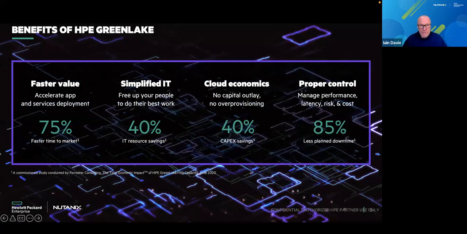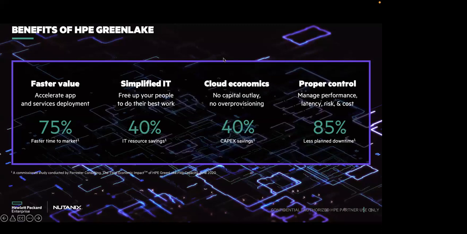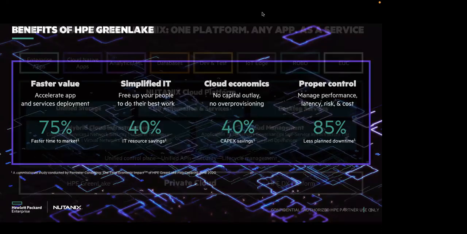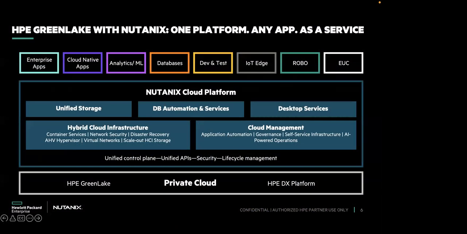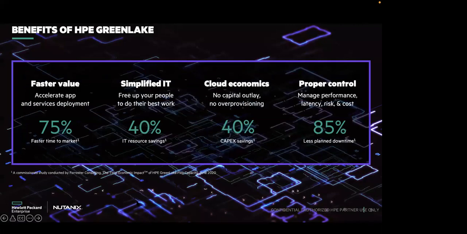So that's great, but what does it actually mean in real terms? So this slide is really interesting, because Forrester actually went to our customers that were running HPE GreenLake in their environment. So this is true customer experience. And there are three main areas that benefit, which is time, cost, and risk.